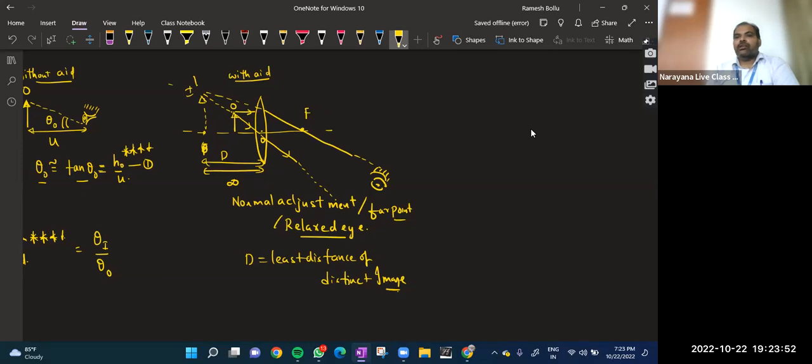Okay, so see, listen here, friends. This is a convex lens.